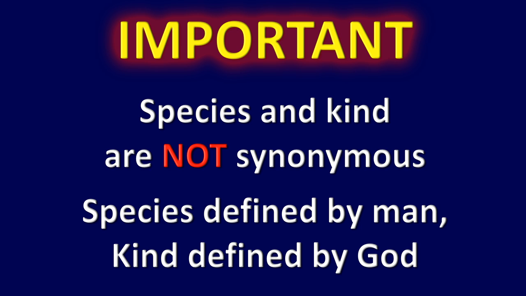Species is defined by man. So when we get to the taxonomic categories and classifications, man has come up with species, not God. God uses the word, and the Bible uses the word kind. And so kind is defined by God, not man. And again, sometimes we may not know and cannot delineate exactly where that mark is between one kind and the other, but God does, and God knows. And so God has defined that.